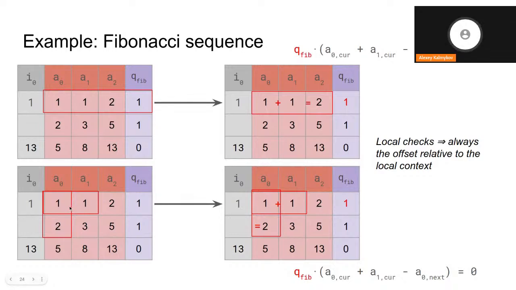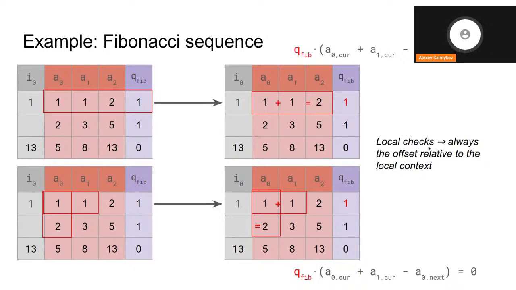So again, we are shifting rows right now. We have a local constraint that works in the vicinity of the current row, so we work with the current row and with the next row. In our case, we say that if we take the first input of the current row and add the second input of the current row, it should be the same as the first input of the next row. So first, second, first on the next row. Not on the current, but on the next. And this constraint should give us 0 if we have the QFib selector. So we are calculating Fibonacci numbers here.